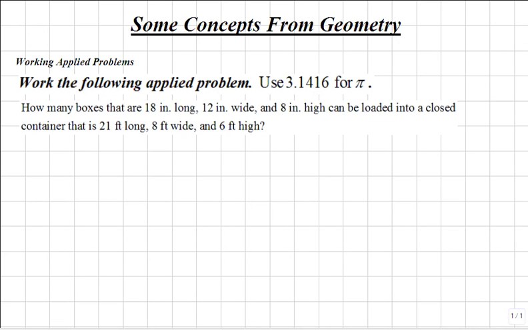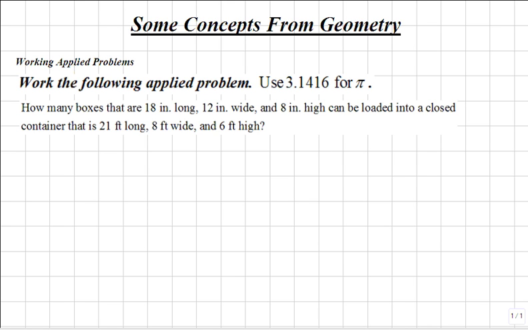To compute this, let's compute the volume of a single box by computing the length times width times the height of this box, and also computing the volume of our container that's 21 feet long, 8 feet wide, and 6 feet high. And then, once we know the volumes, we can divide the volume of the container by the volume of one box to find the number of boxes needed.